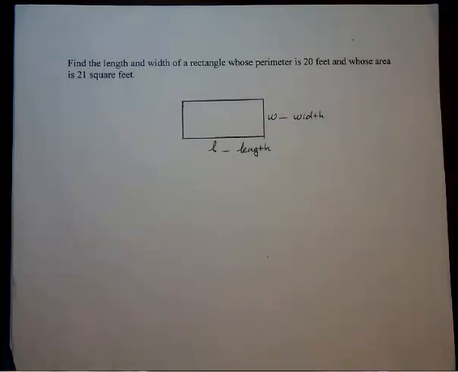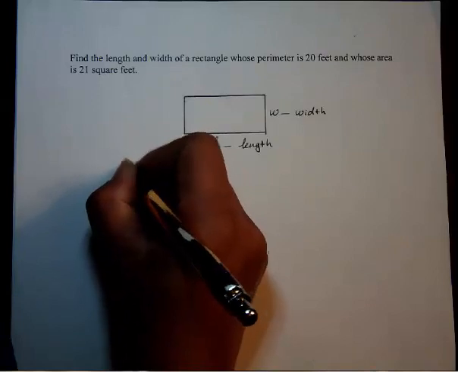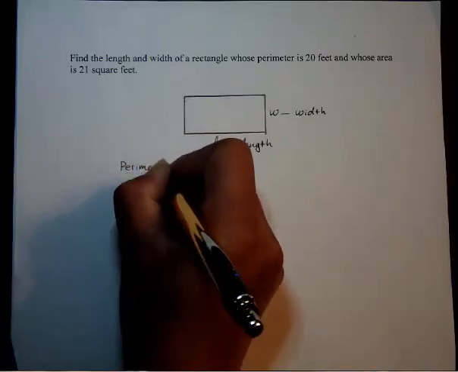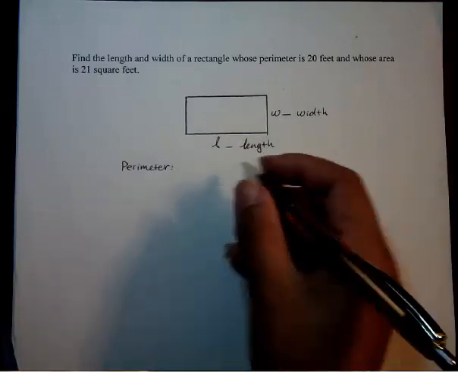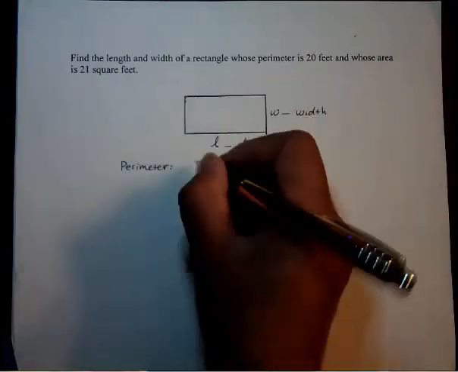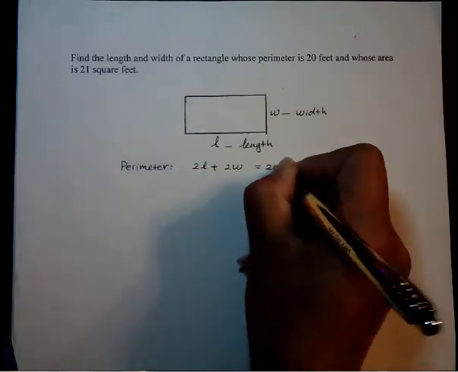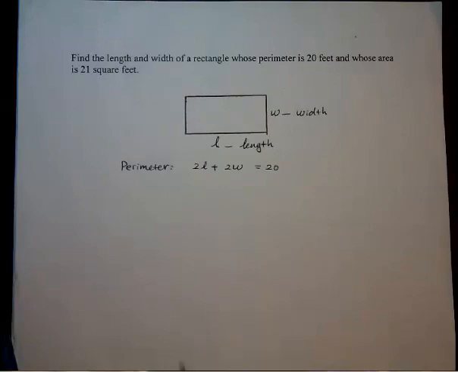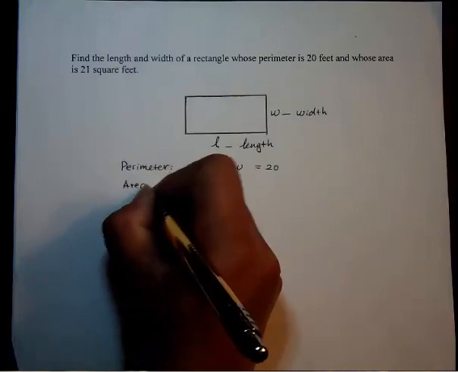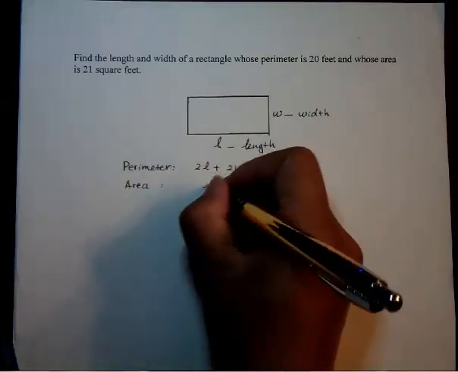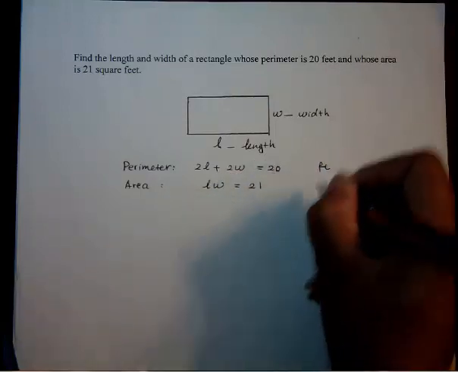From this problem, we know that the perimeter is the distance around the figure. So for this perimeter, I have 2L, 2 lengths plus 2 widths, equal to 20 feet. That's given. And what else is given? The area. The area of a rectangle is length times width, equal to 21 square feet. This is feet, this is square feet.